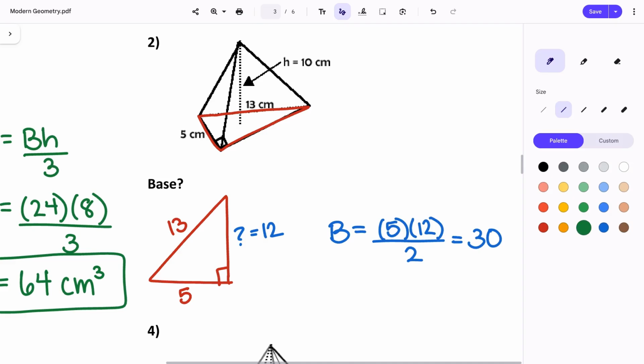Okay. Now my volume formula is capital B times height divided by 3. So we're going to plug 30 in for the B. What's the height of the pyramid? Good, the 10. Again, they're just giving it straight to you. It's on the inside of that shape there. Divided by 3, what do we get?